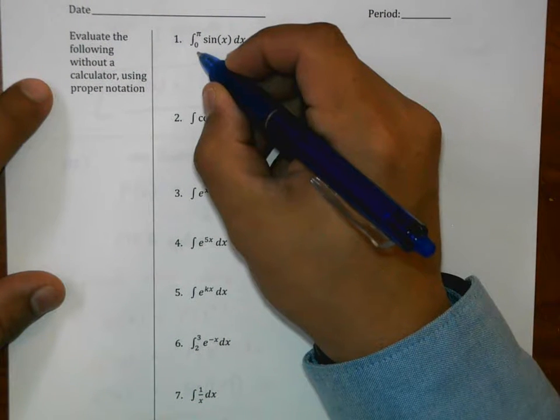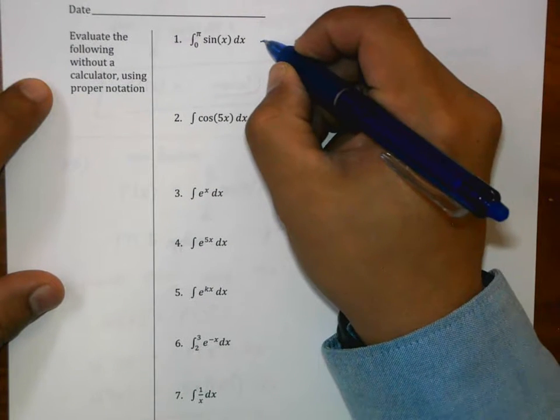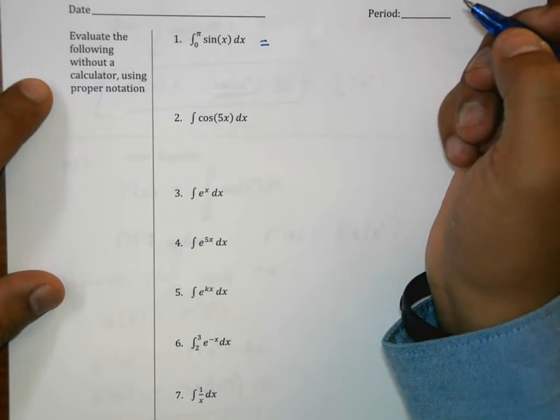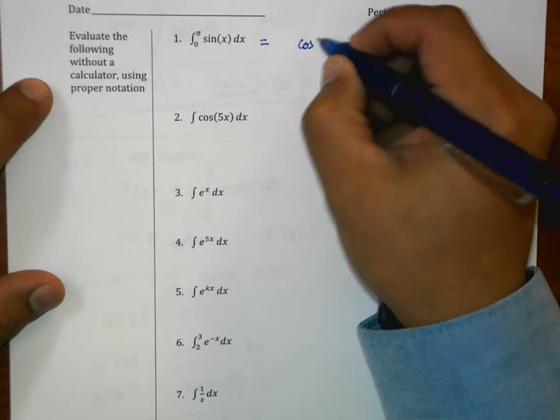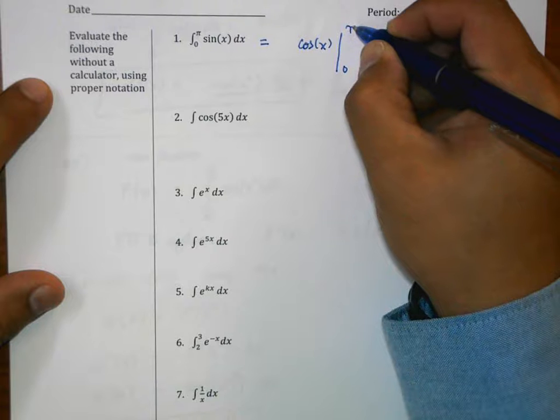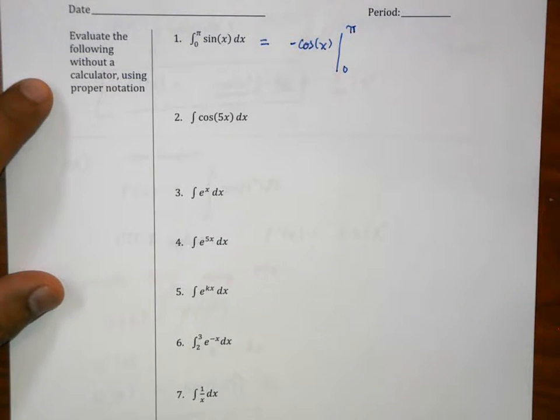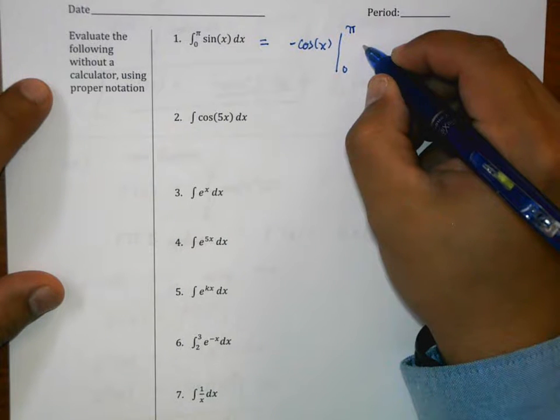Okay. So first problem, the definite integral from 0 to pi of sine. Well, we got to ask ourselves, what is the antiderivative of sine? And that is, of course, cosine. We want to evaluate this from 0 to pi. Ooh, I'm sorry, this is negative cosine. Almost messed that up and lost the point.